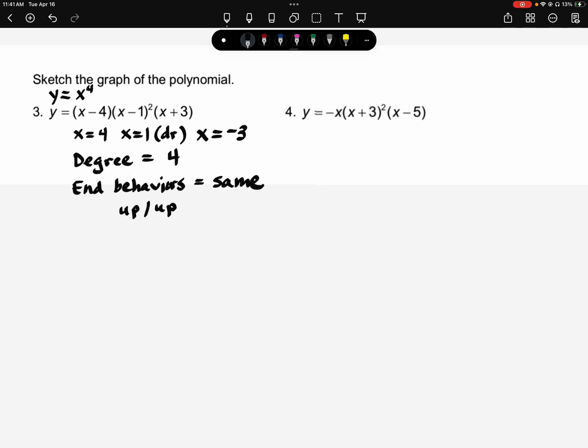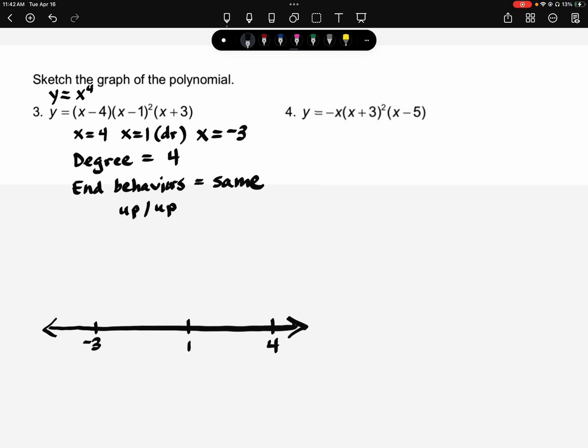So let's go down below here and sketch our x-axis. Remember, it's a sketch, so we don't really need a y-axis. Let's plot our root values. On the left side, we should have a negative 3. Somewhere in the middle here, we'll have 1. And then we'll have 4 over on the right side. It doesn't have to be drawn perfectly to scale. Remember, it's a sketch, but your numbers do need to be in the correct order.